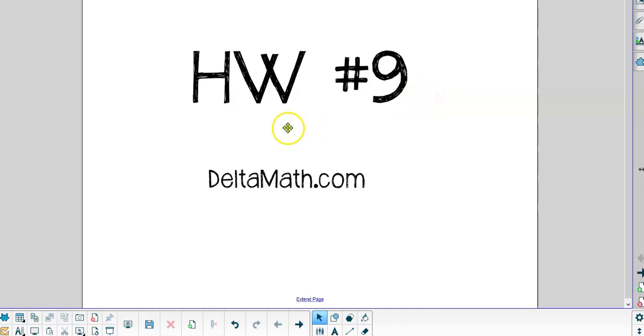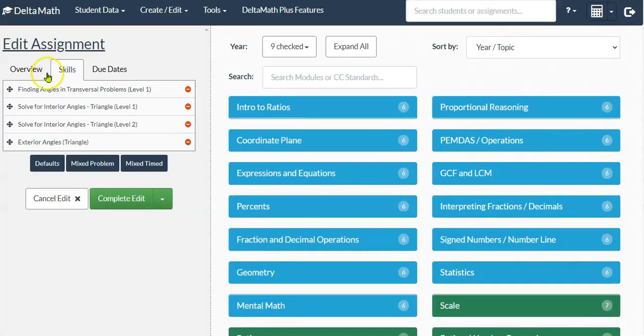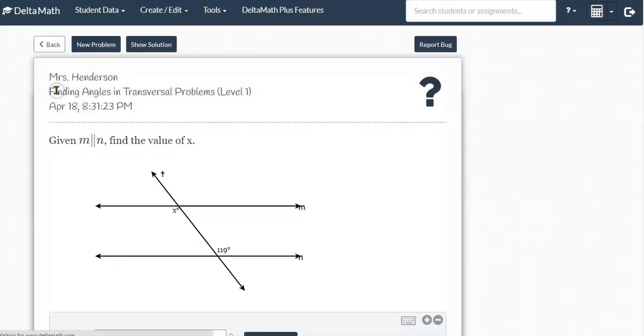This tutorial will help you complete the questions on homework number 9 in DeltaMath. So let's get started with the first skill, which is finding angles in transversal problems.